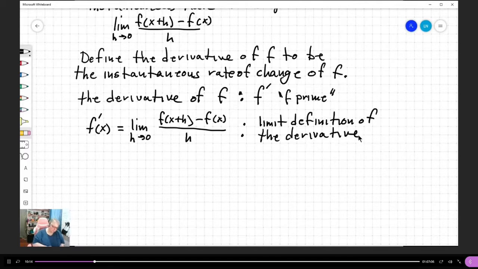Give me 1 second here. I forgot to mute my phone. Okay. Throw that over there.